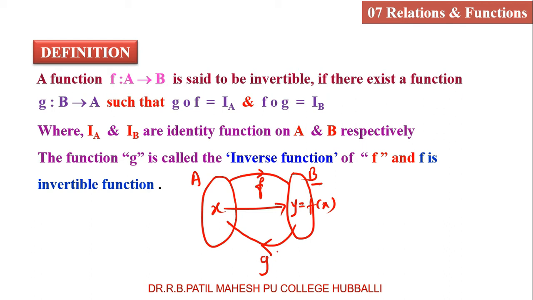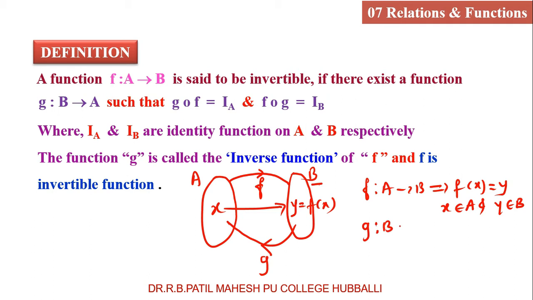Look at the screen carefully. f from A to B implies f of x is equal to y, where x belongs to the set A and y belongs to the set B. Now there exists a function g from B to A. This implies g of y is equal to x. Here also y belongs to the set B and x belongs to the set A.